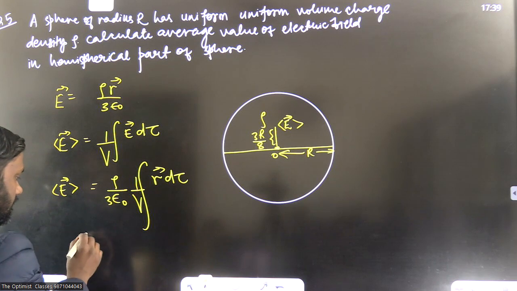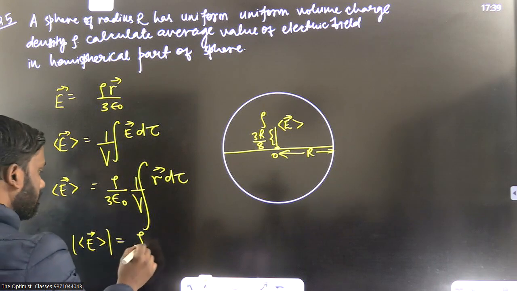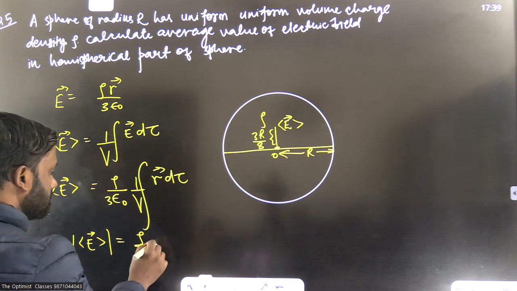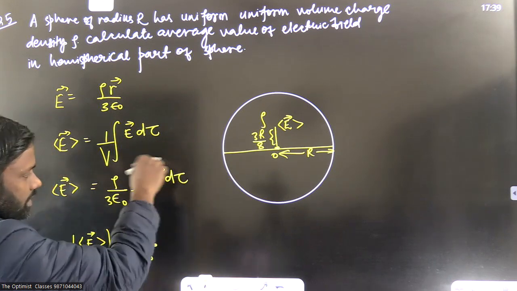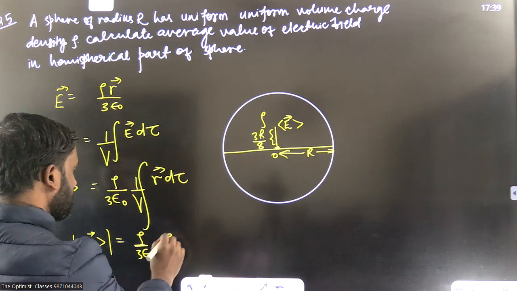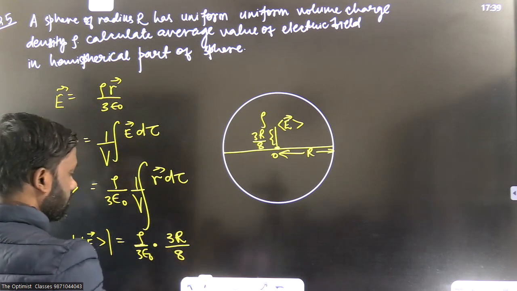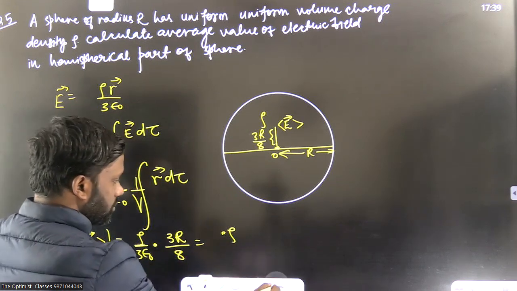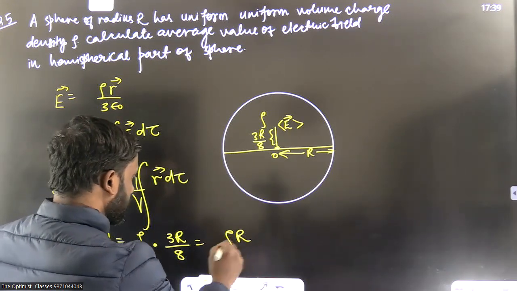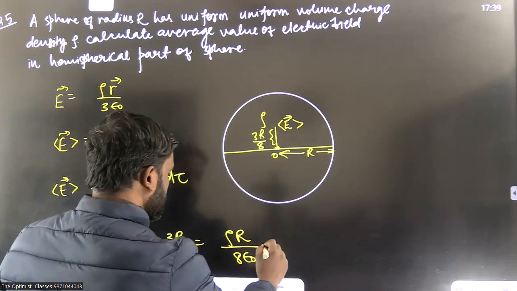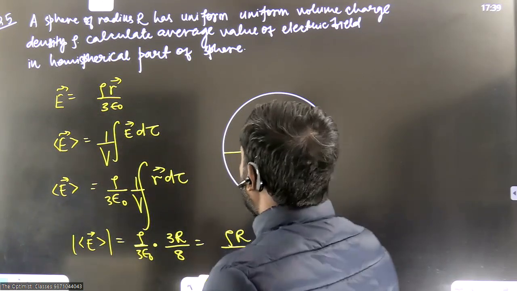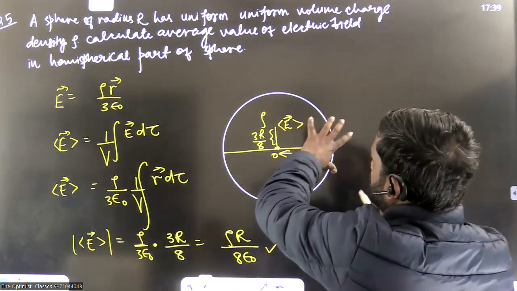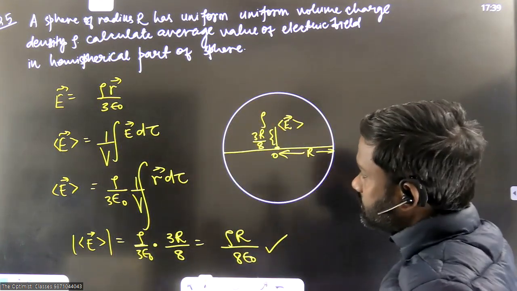So we can write E average modulus is equal to rho divided by 3 epsilon naught, times the distance of the center of mass, which is 3r by 8. The 3 and 3 cancel out, so we get rho r divided by 8 epsilon naught. That's the answer. That is the magnitude of the average value of electric field in the hemispherical portion of the given sphere.